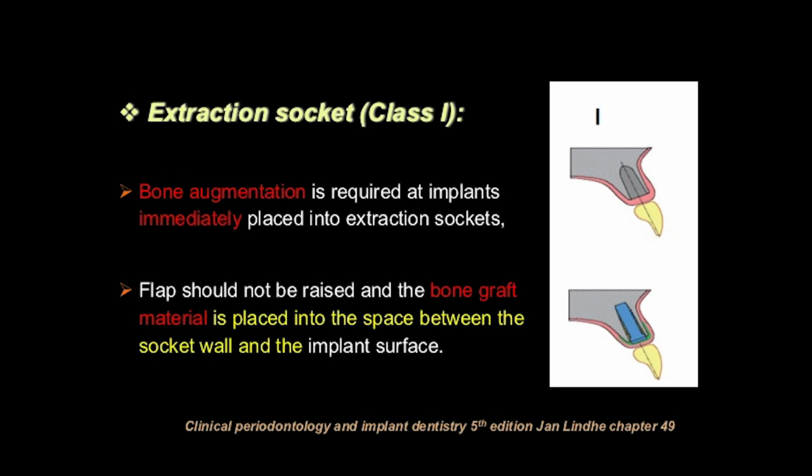Extraction socket class 1, where bone augmentation is required at the time of implant placement immediately into the extraction socket. A flap should not be raised in this group, and the bone graft material is placed in the space between the buccal socket wall and the implant surface. So there will be extraction and immediate implant placement, but the bone should be placed between the buccal bone and the implant surface, i.e. the bone will be placed in the jumping gap.